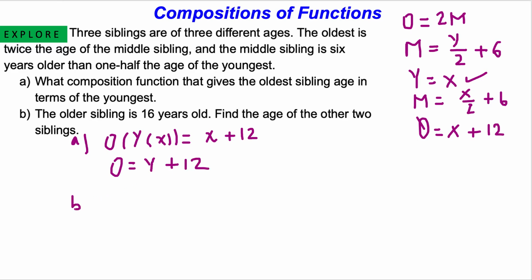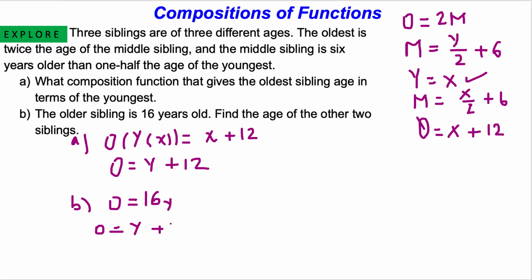And B says the older sibling is 16 years old. So the older sibling is 16 years old. O is equal to 16. Let me write here with the years: 16 years old. So now it says find the age of the other two siblings. Because I already have this formula for the oldest sibling, the oldest is equal to the youngest plus 12.